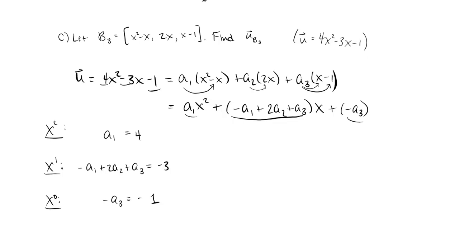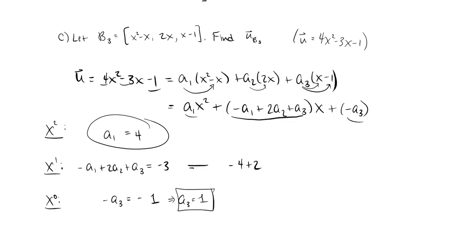So we have immediately quite a bit of information here. We know a1 is 4, and a3 is trivial, a3 is 1. We should be able to use those two values to find a2 in the middle equation. So what do we have? It looks like negative 4 plus 1. That's negative 3 on the left, negative 3 on the right. Those cancel. You have a2 must be 0.